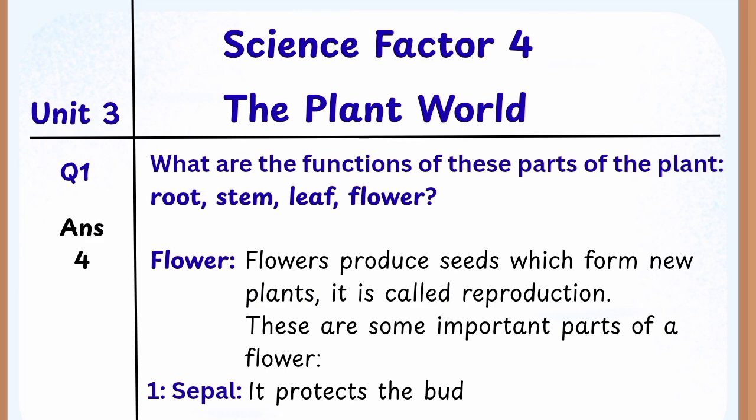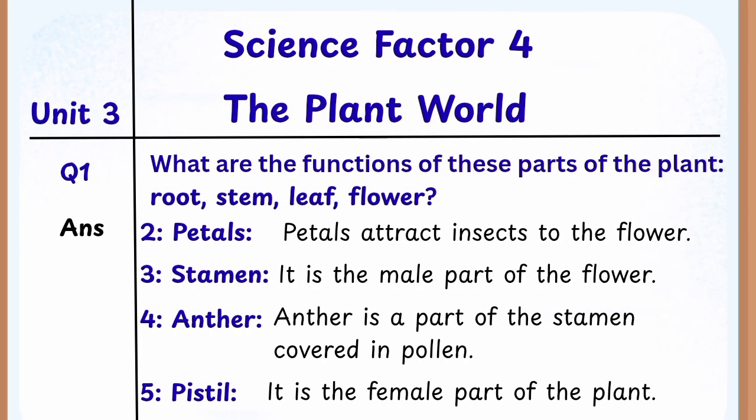Number 1 is sepal. It protects the bud. Number 2 is petals. Petals attract insects to the flower. Number 3 is stem. It is the male part of the flower. Number 4 is anther. Anther is a part of the stamen covered in pollen. Number 5 is pistil. It is the female part of the plant.